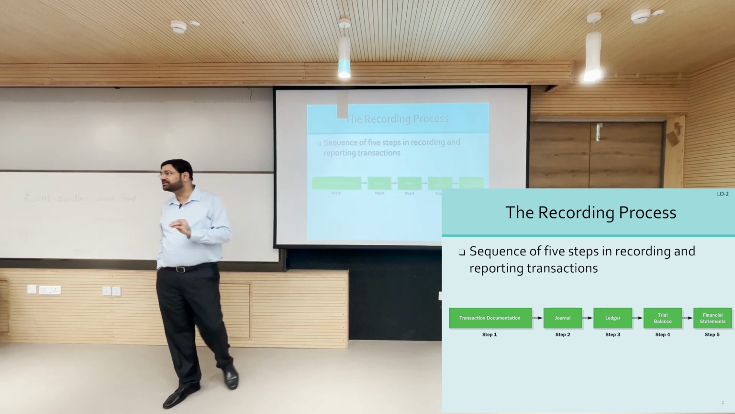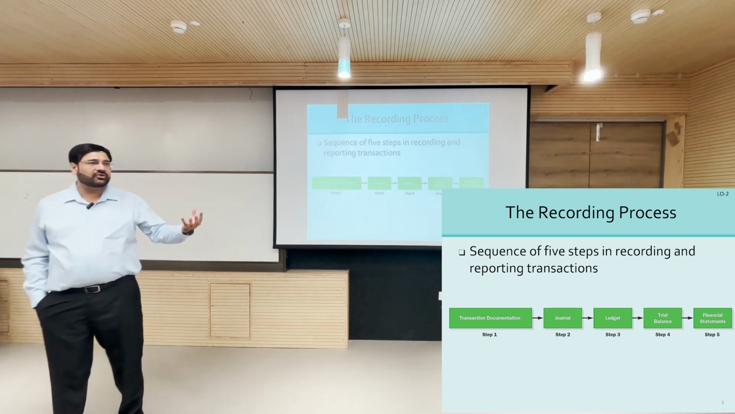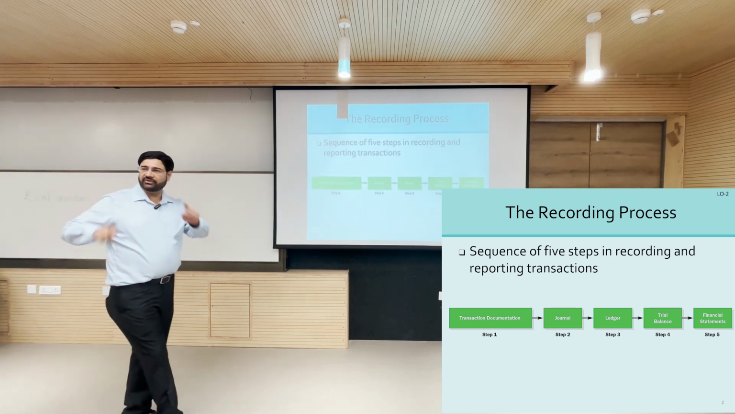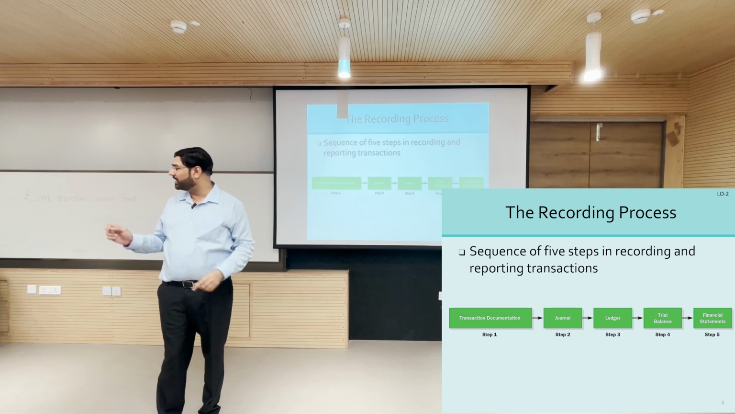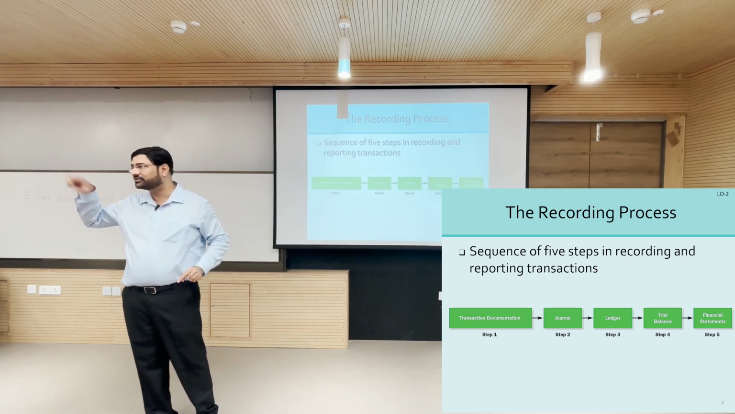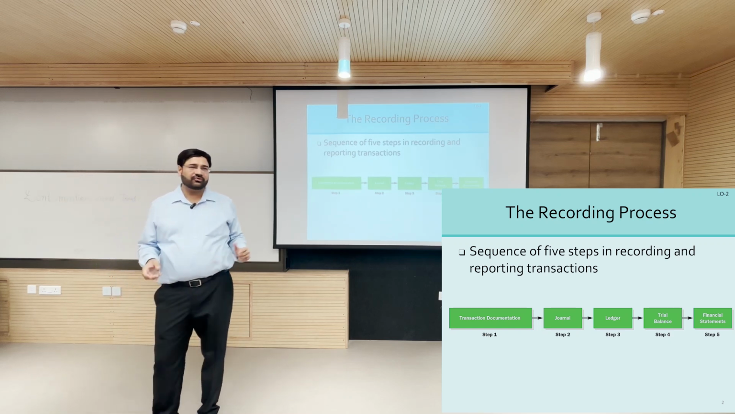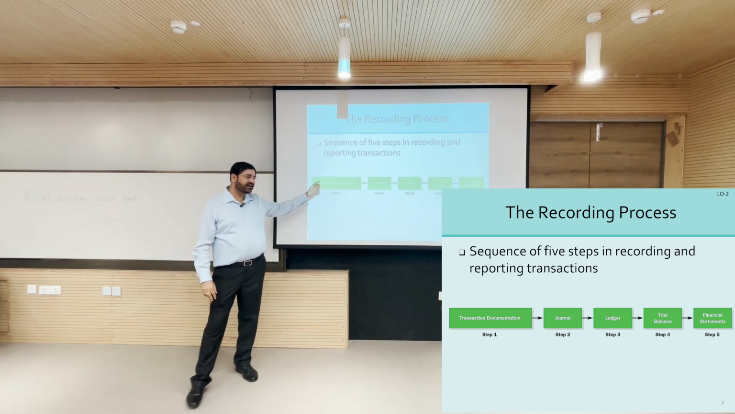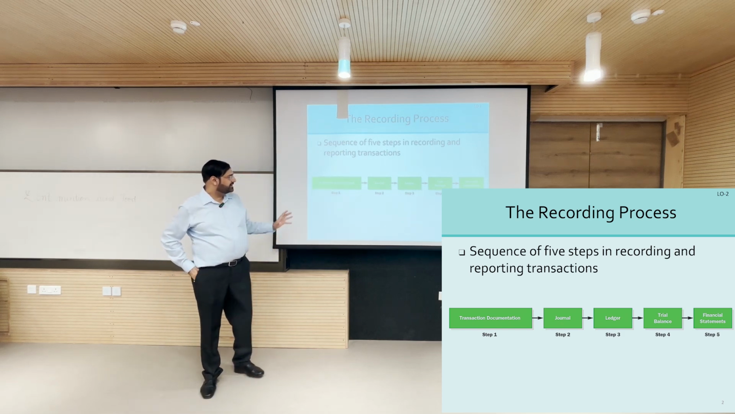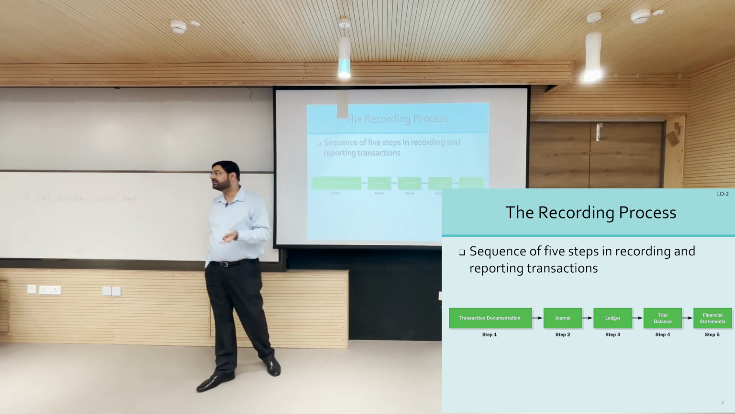First is the documentation of the transaction, right. So, if you buy a car, you will have an invoice, you will also have a bank statement which shows the money has gone out, right. So, all these things are the transaction documentation. The next step is to pass a journal entry.